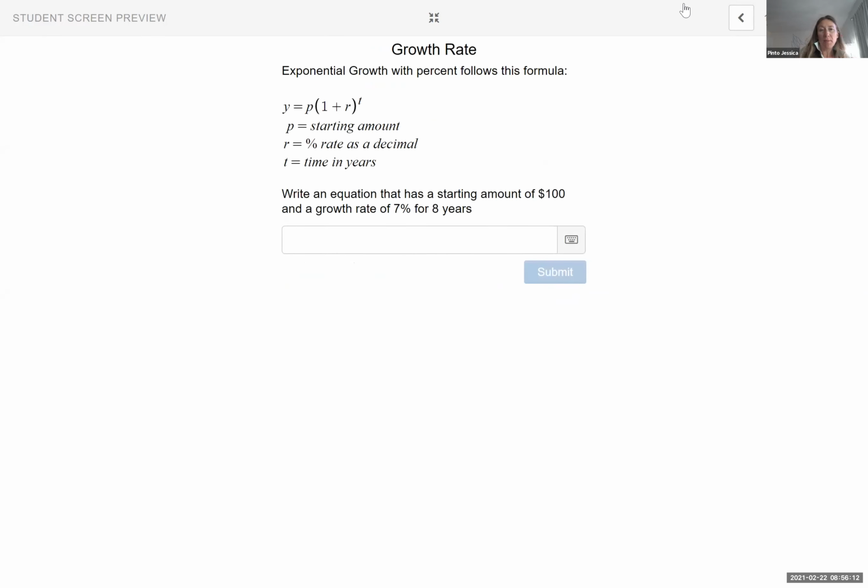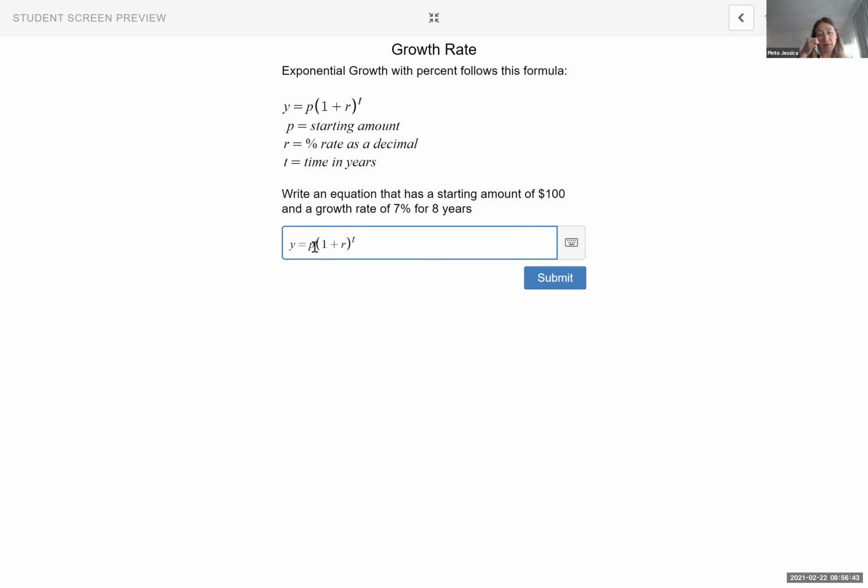So this is the pattern. We've got this formula, y equals P times (1 plus r) to the t power, because these are usually used in banking formulas. P stands for principal, and it's the starting amount. R is the percentage rate as a decimal, and t is usually the time in years. So if I want to use that formula, I can again copy and paste it, Control C, Control V.